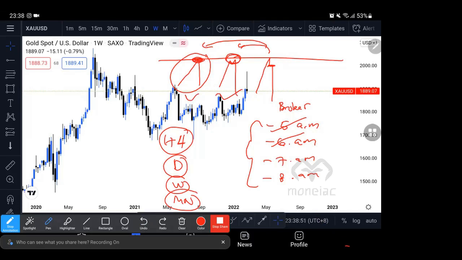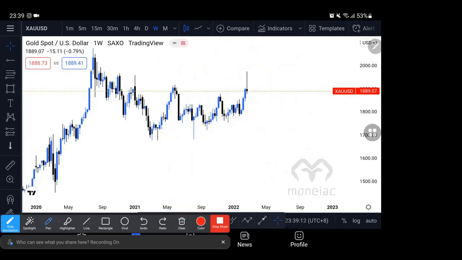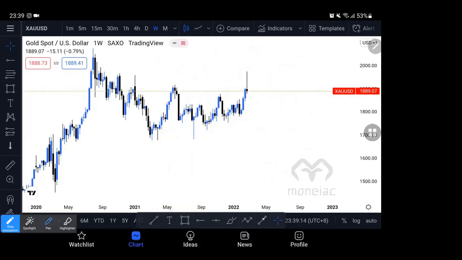So for the higher time frame, that's why I always drop to the lower, because that is the purest, the most pure. Let's say your broker has this level, on another broker it will be a bit different.